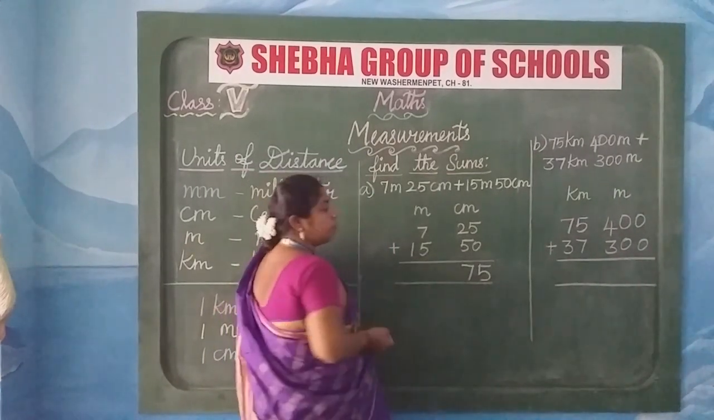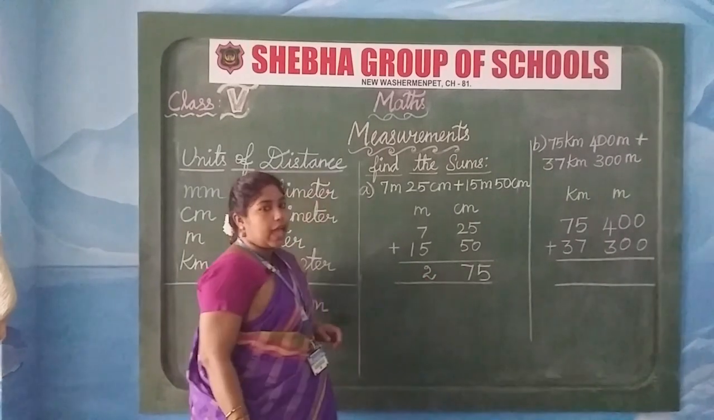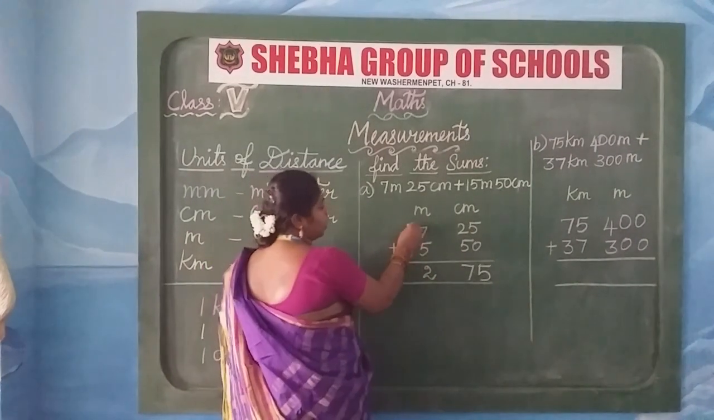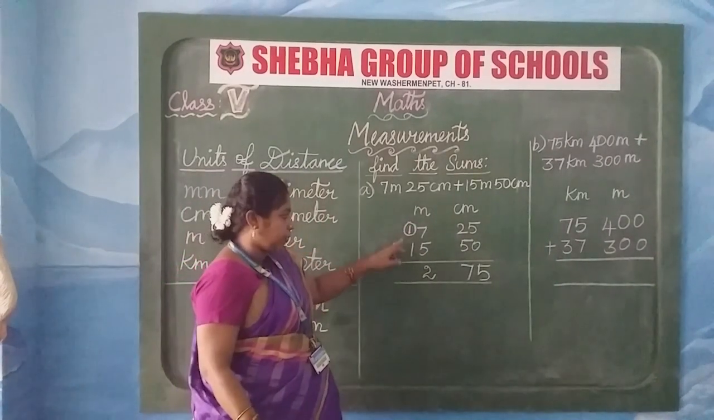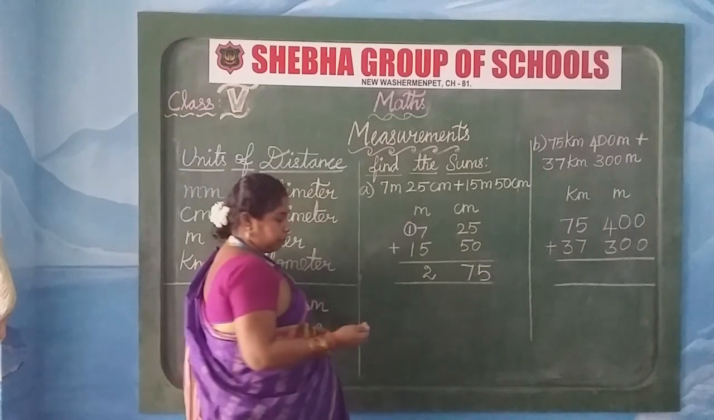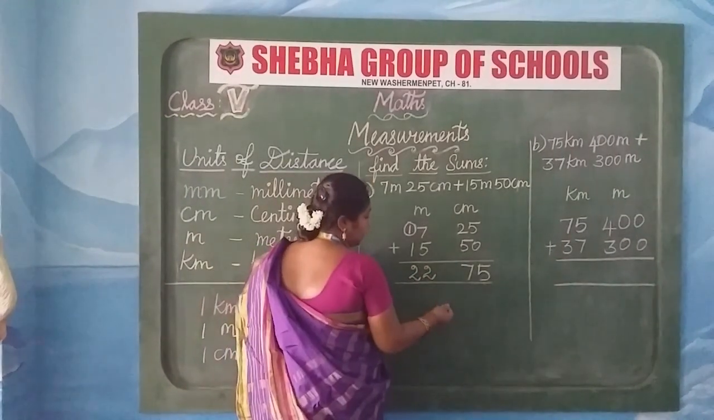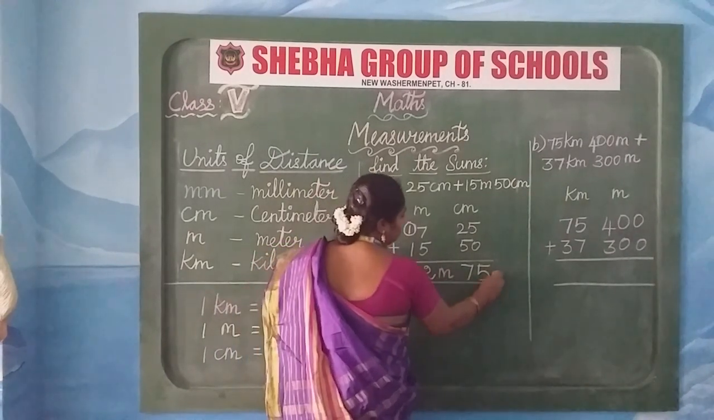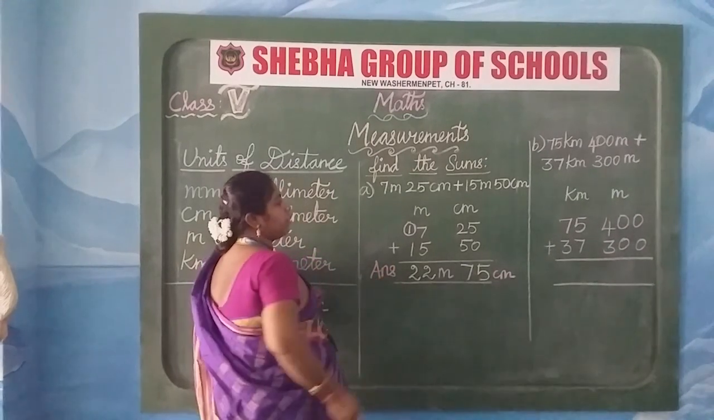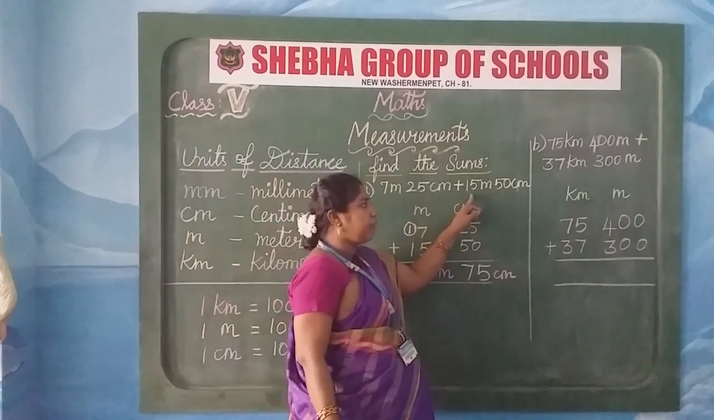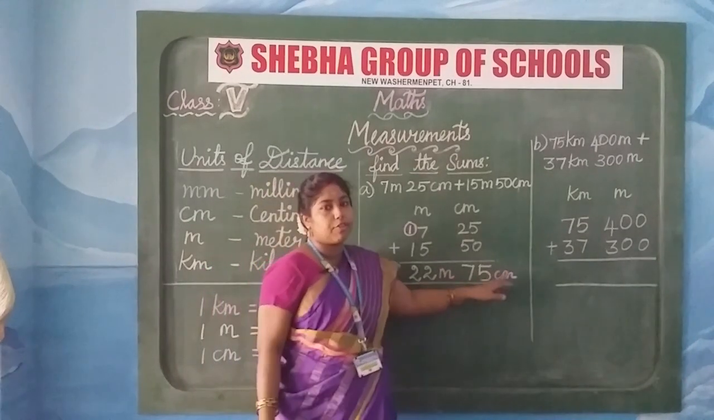So we can't write the 12 as it is here. So what do we have to do, children? We have to carry a number to the next place value. So 1 plus 1, it becomes 2. And don't forget to mention meter and centimeter. We get the answer, children. The sum of 7 meter 25 centimeter plus 15 meter 50 centimeter is 22 meter 75 centimeter.